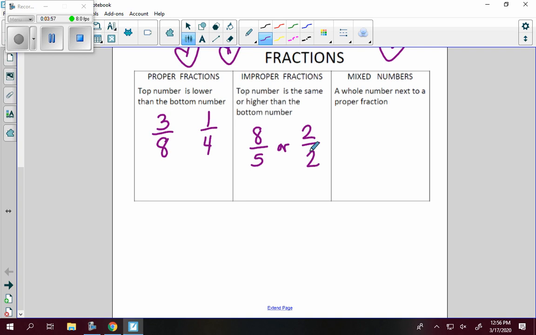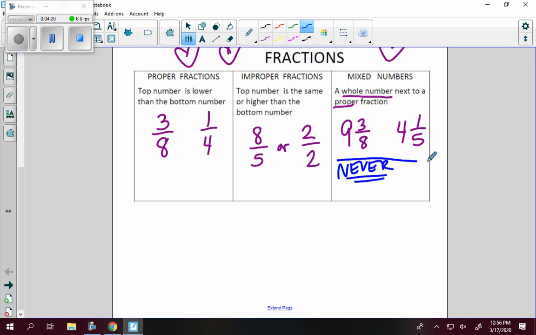A mixed number is a whole number next to a proper fraction. So you have something like 9 and 3/8, or 4 and 1/5. Those are proper fractions with whole numbers. It cannot be never.